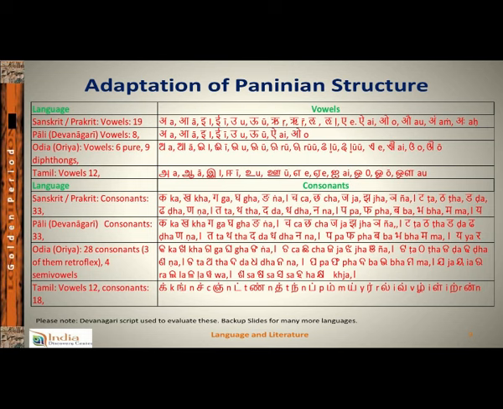I'm just showing what the consonants and vowels are. Then other languages adopted that structure and that biological mechanism by which you produce a particular syllable. So there is a number of vowels and a number of consonants in each language. But the Tamil language maintained its own very special vowel and consonant structure and manner of production of those syllables. So other than Tamil, most of the Indian languages adopted the Paninian structure, and this is what I'm trying to demonstrate here.